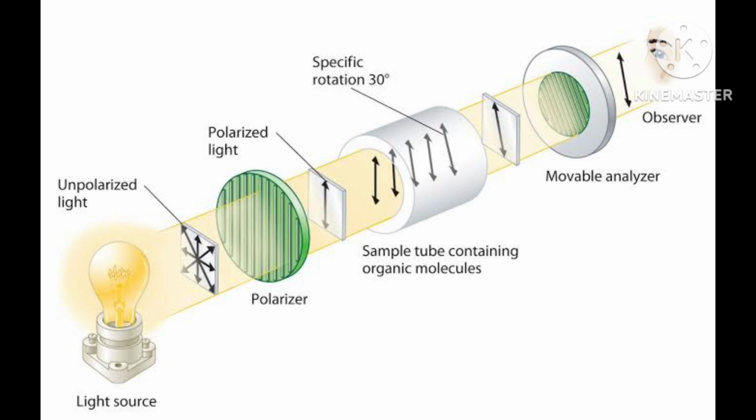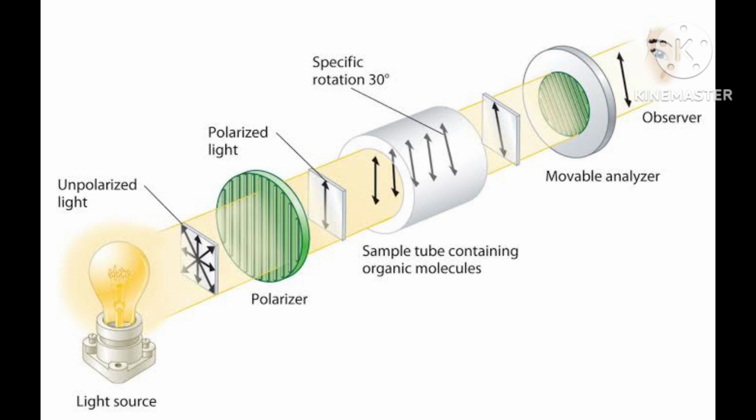Such positive and negative isomers of a compound are called optical isomers, and the phenomenon is termed optical isomerism.